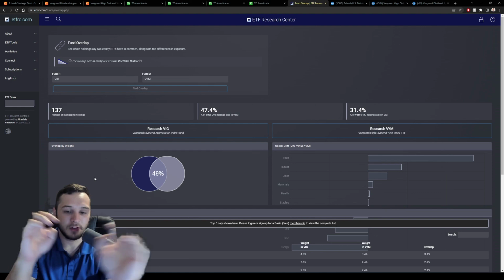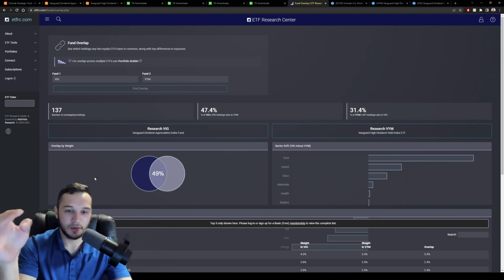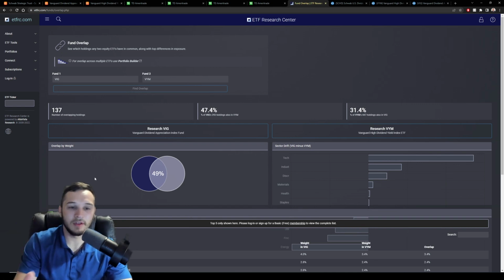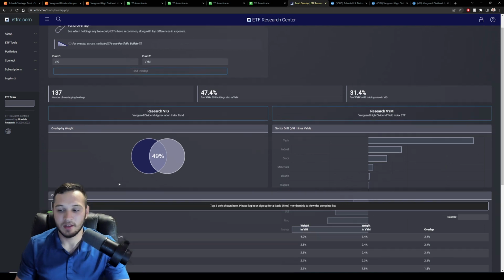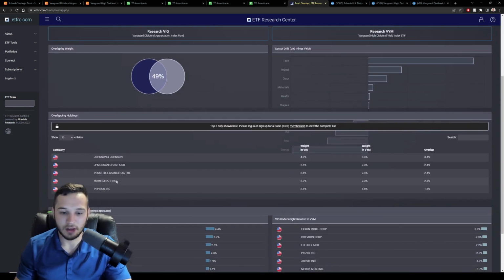And so that's why I don't really think that there's a right or wrong answer for one or the other, because they're both dividend funds, and they are going to share some companies, especially within this kind of sector.